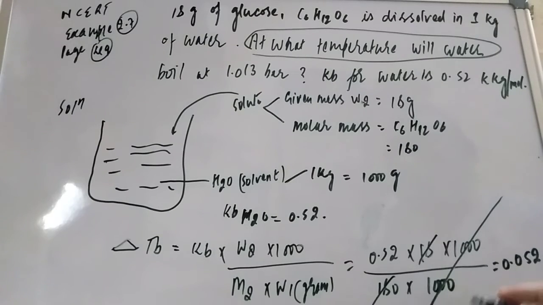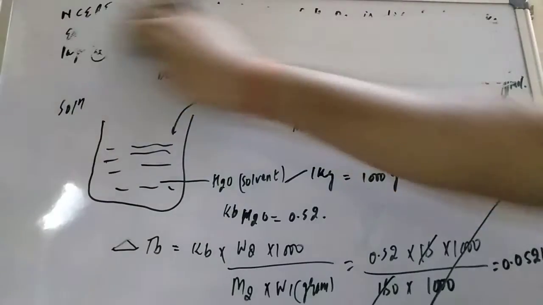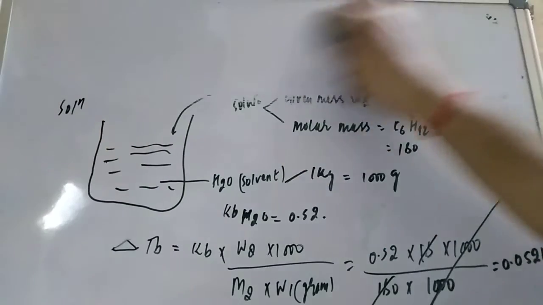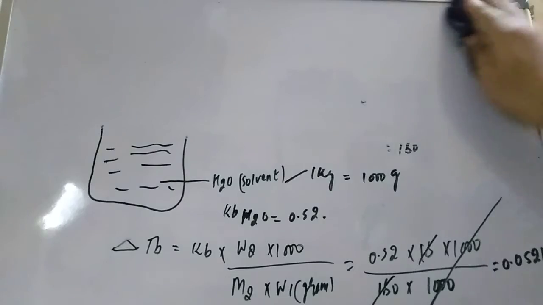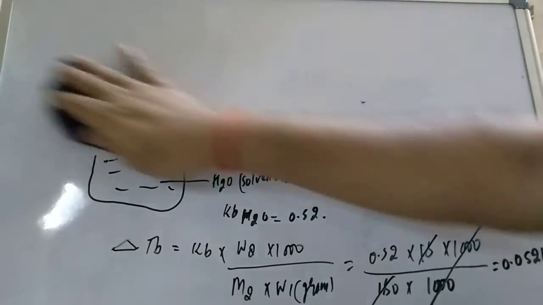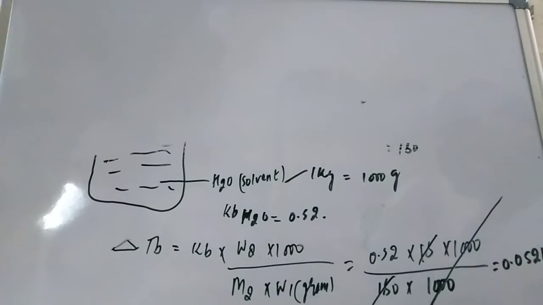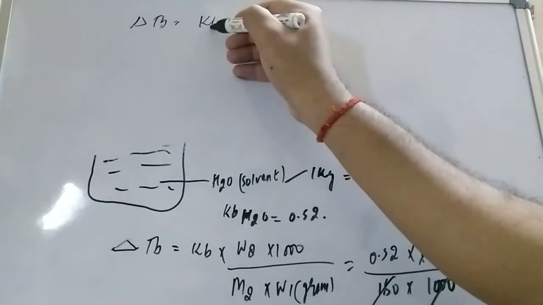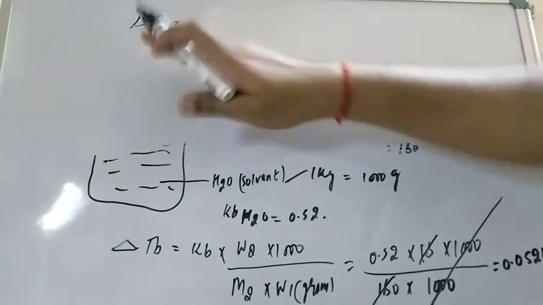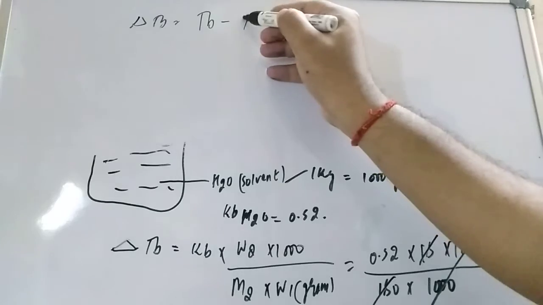0.052. Okay. So delta TB we got, student, 0.052 Kelvin. Now, student, let us move and do the final. When you talk about the final, they are asking the boiling point of the solution, student. Okay, water. So delta TB we know, delta TB is equal to TB minus TB naught.